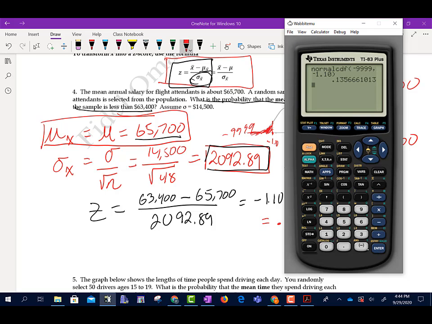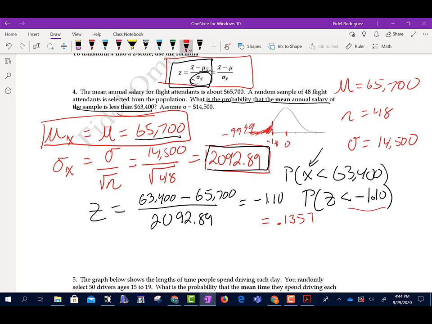And again, if I round to 4 decimal places, 0.1357, right? Because there's a 6 after that other 6. And there's my answer, right? So which one do you like better, using the table or using the calculator? That's really up for you to decide, okay?